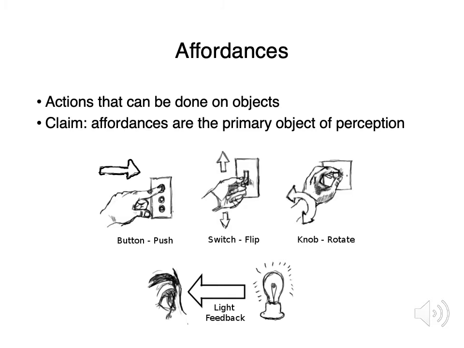Gibson's theory claims that affordances are the primary object of perception. We don't see shape, size, color, etc. of objects, but what we see are the actions or the possibilities of actions that can be done on objects. We see places to sit, foods to eat, places to walk.